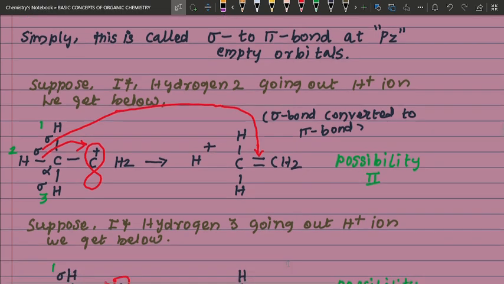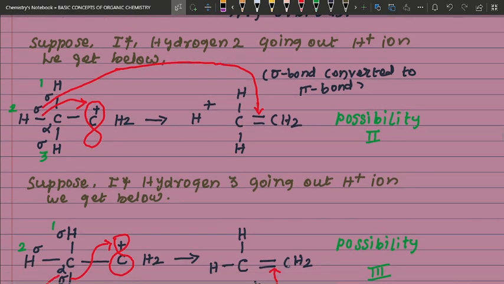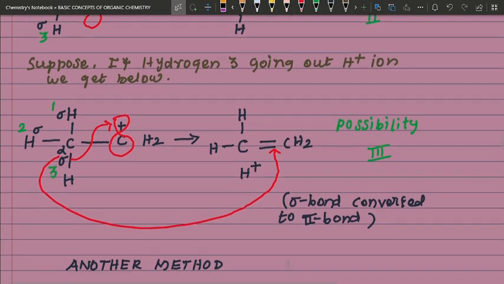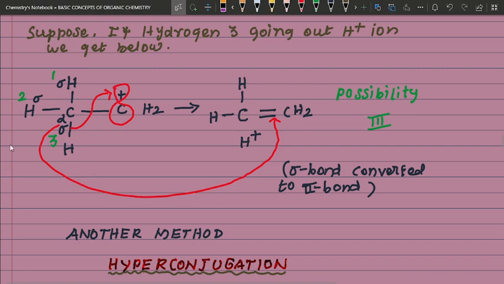Next, suppose hydrogen 3 goes outside as an H plus ion, we get the structure below. It is a very easy topic, but see carefully. Here now this third hydrogen goes outside as an H plus ion. So now we get a pi bond here. So this sigma bond is converted to a pi bond. This is possibility 3.